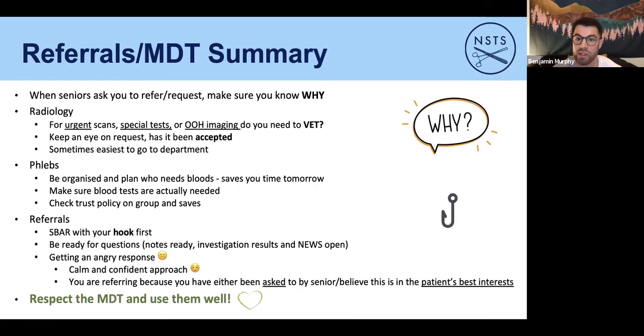Just try and bring it back to the patient. It's quite hard for someone to stay angry at you if you bring it back to, well, I can understand why you're frustrated, but at the end of the day, this lady needs her CT because it's the safest thing for her. And the MDT is one of the best things about working in hospital. It's so sociable. You get to meet so many people, and they're just amazing. So use them well and your job will be fun.